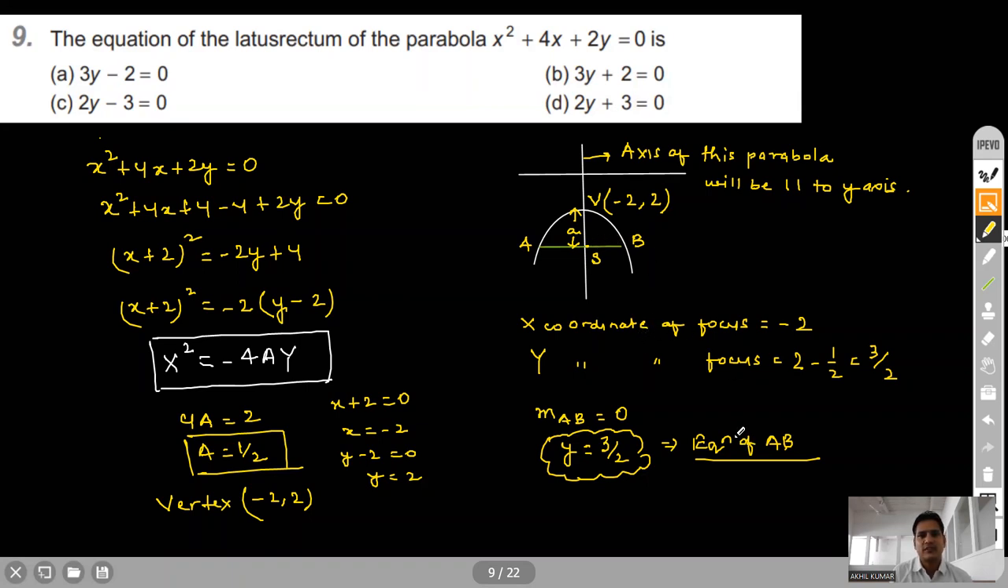So we could have directly found the y-coordinate of the focus and written the equation of AB. Anyhow, on simplifying, this will be nothing but 2y equal to 3, or 2y minus 3 equal to 0. Same thing. So option C is given here. It will be our equation of the latus rectum. AB is our latus rectum.